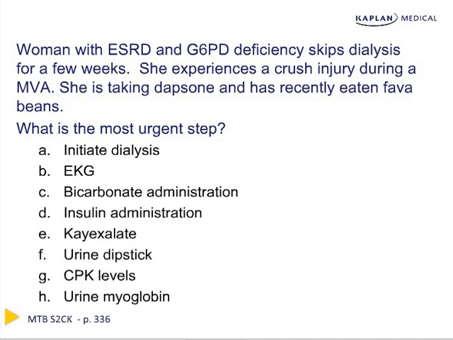And what's our first best test in anyone in whom we suspect hyperkalemia? The correct answer is to perform an EKG. It's the most important first step to assess the severity of hyperkalemia and to help guide subsequent treatment. So now that we know what the right answer is, let's take a look at why the wrong answers are wrong.